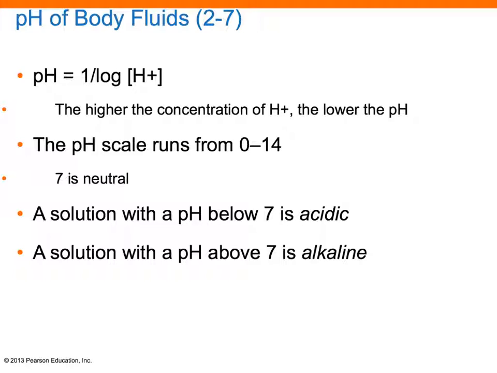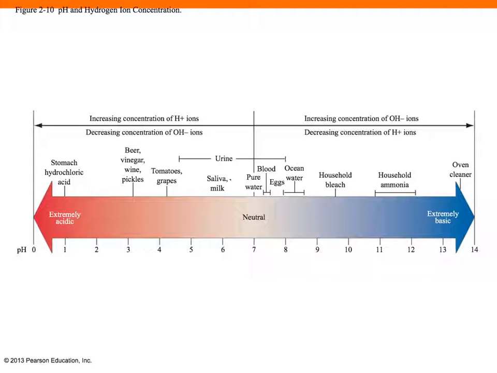The pH scale runs from 0 to 14, 7 being neutral. A solution with a pH less than 7 is acidic, whereas a solution greater than 7 is alkaline or basic. This is an illustration of the pH scale. You can see that pure water is neutral at 7. Urine can run from acidic, neutral to basic or alkaline.